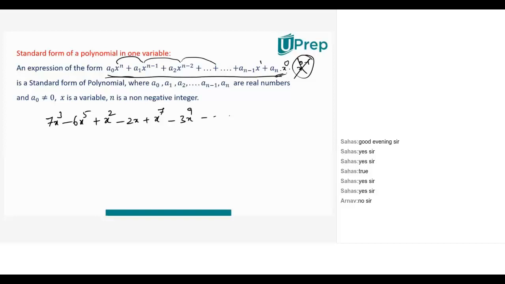To say that it should end with a constant, we say the polynomial should have the variables arranged in descending powers. That means this big expression, if I want to express this in a standard polynomial form, then I should not start with the 3 power. I should start with the highest power. So what will be the standard form? Minus 3x to the power of 9.